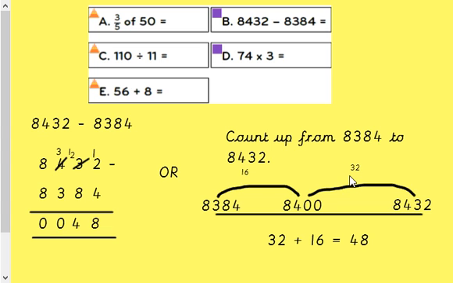We then need to add these 2 jumps together. So 32 plus 16 would be 48. And you can see then you've got the same answer as over here. Now, this isn't a method that you might want to use, but it's worth thinking about. Because when you subtract, when you find the difference, you can actually find the gap between the two numbers. You can count on if you want to.